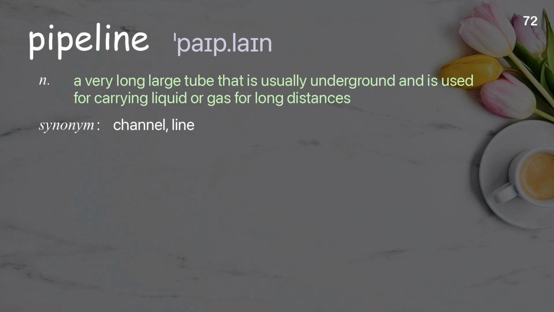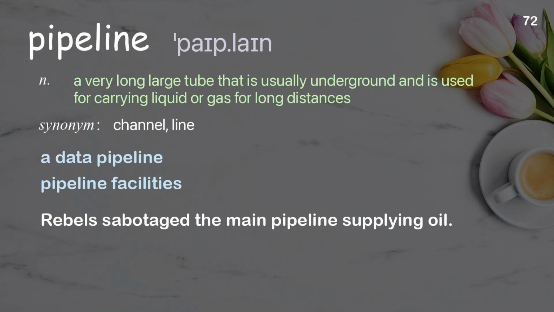Pipeline. A very long large tube that is usually underground and is used for carrying liquid or gas for long distances. Examples: A data pipeline. Pipeline facilities. Rebels sabotaged the main pipeline supplying oil.